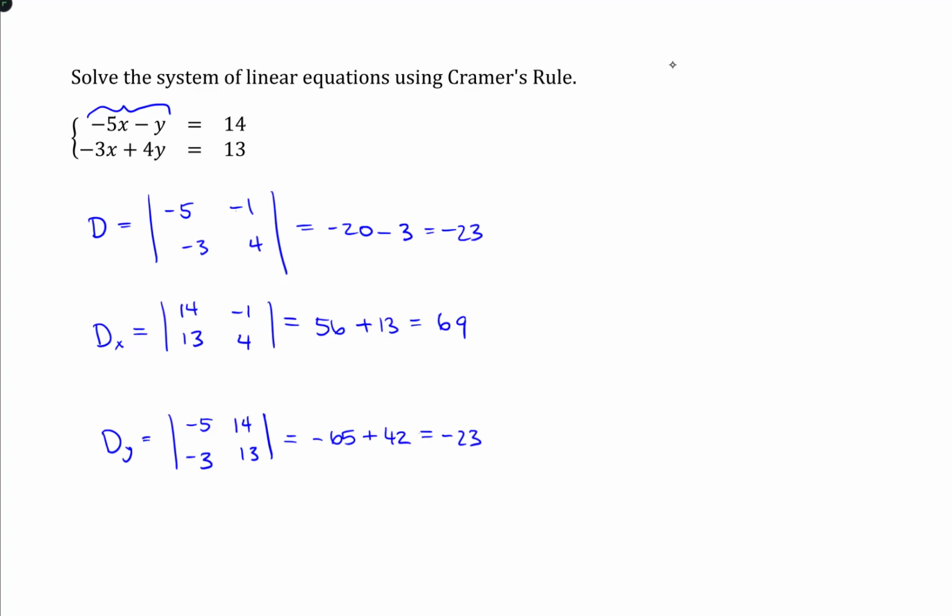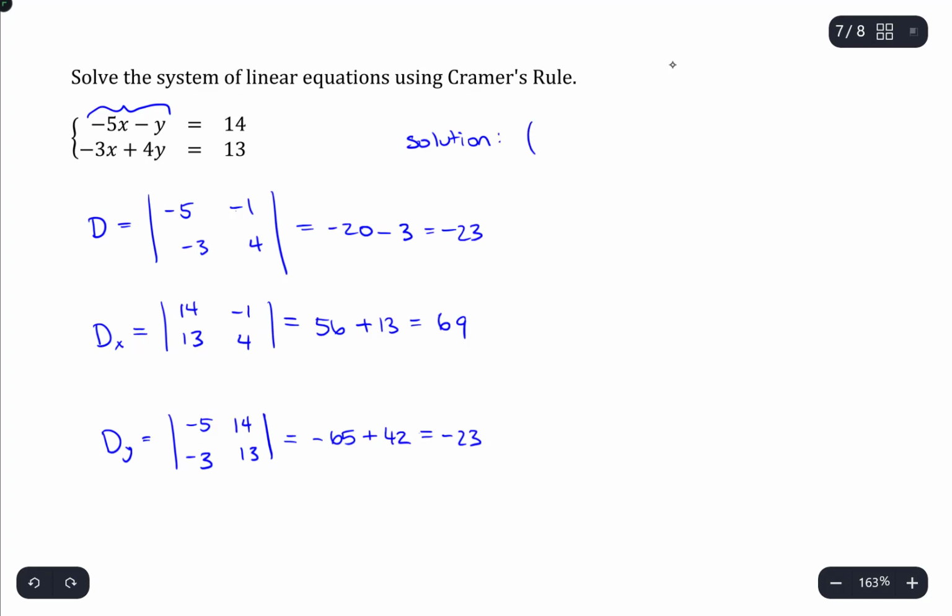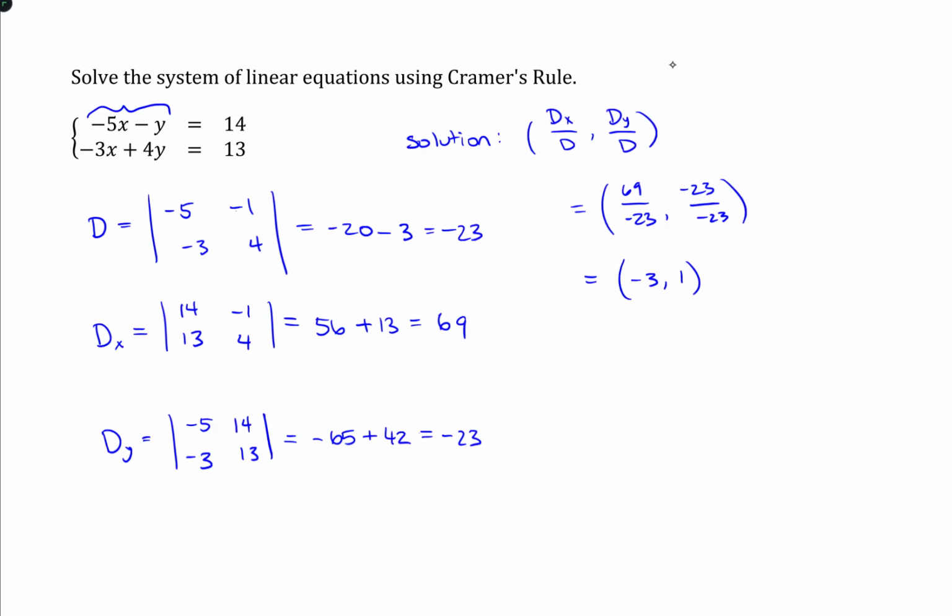Now, the solution to this system is going to be an xy coordinate pair, but the x and y come from taking the determinant for the x variable over D, and the determinant for the y variable over D. So in this case, we would have 69 over -23, and then -23 over -23. So what we get here is -3 and +1. And this is the solution that solves this system.